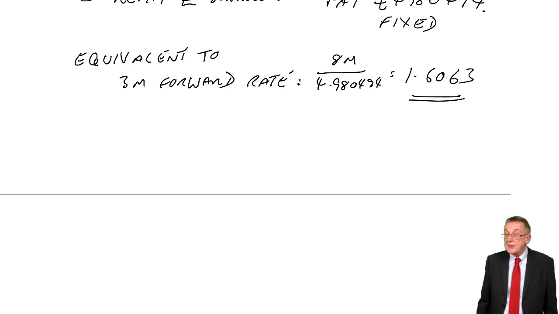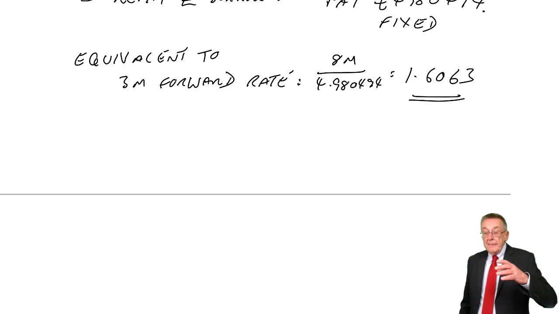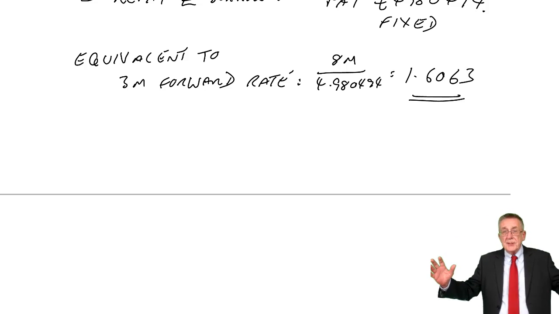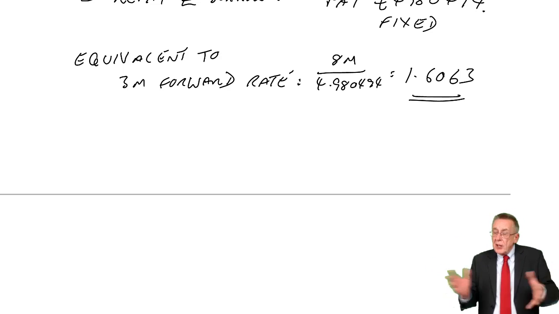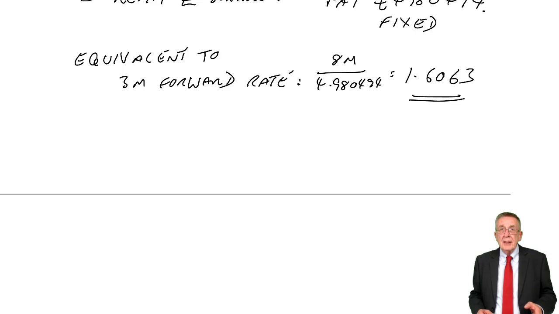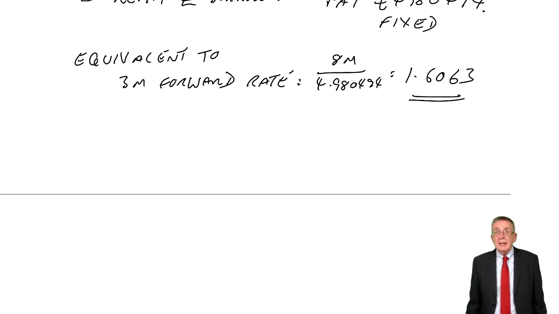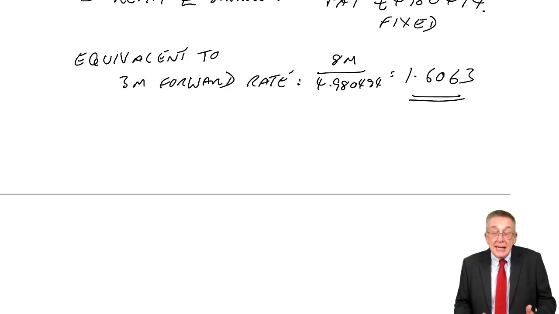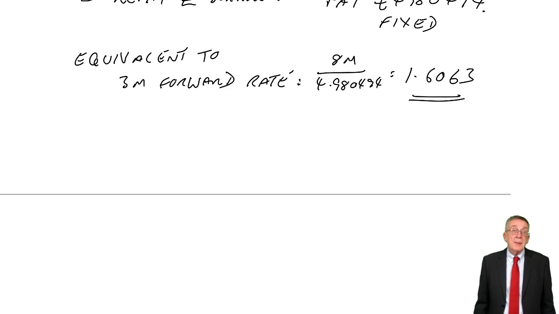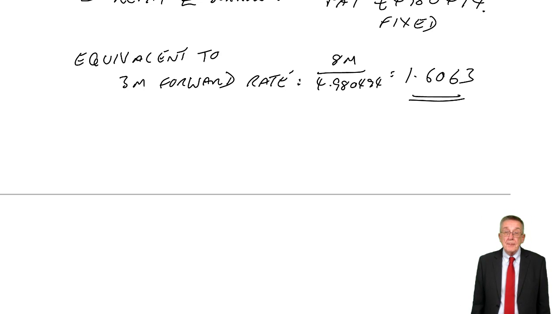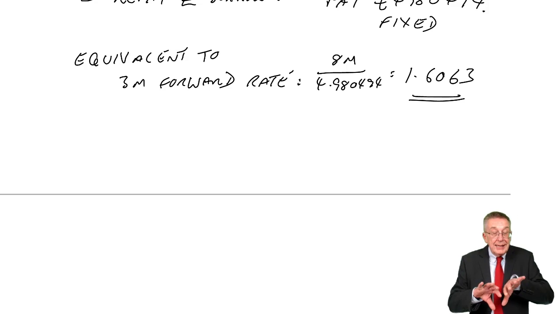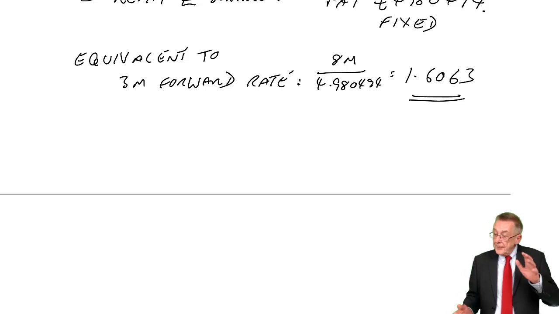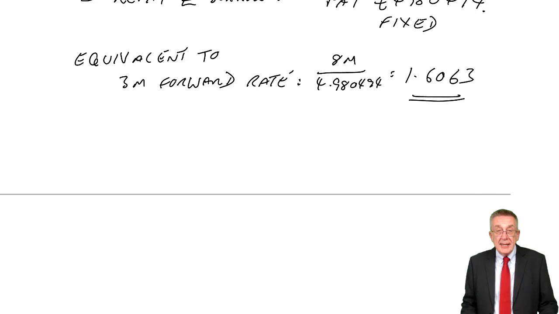And in practice, money market hedging would be better when it's big amounts of money, because the costs involved would be lower. For small amounts of money, it's going to be cheaper and easier just to go to the bank and get a forward rate. But ignoring the charges involved, which we do in the exam, the two are sort of identical.